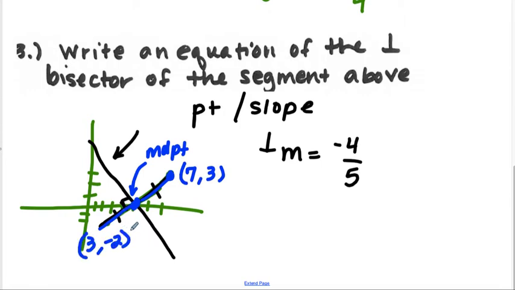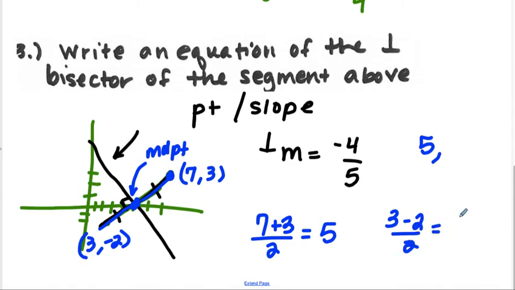So to find the midpoint, we find the average of the x's for the x-coordinate, the average of the y's for the y-coordinate. So I'm going to do 7 plus 3 divided by 2, which is 5. 10 divided by 2 is 5. So there's my 5. And then 3 minus 2 over 2 gives me a half. So there's my point. That is the midpoint. That's that point right there.